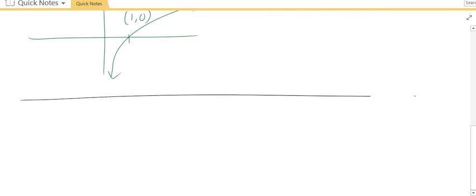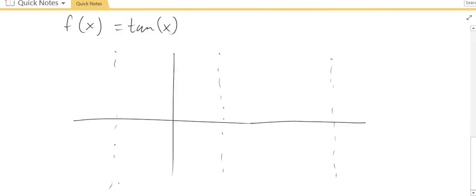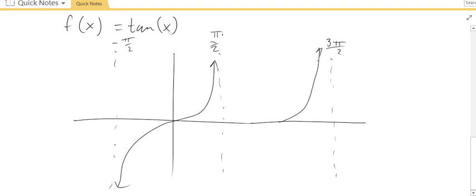Along the same lines, you might remember the graph of tangent of x. This is the function that looks something like this, and it's got these asymptotes happening at pi over 2 and negative pi over 2, and then it repeats at 3 pi over 2 here. And so we would have this.